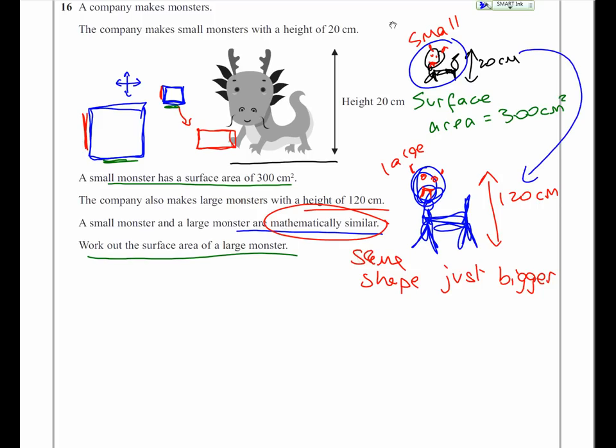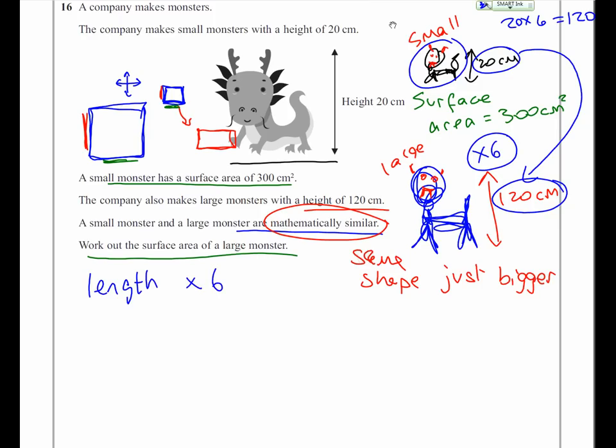20 has gone to 120. And we want a scale factor of what we've multiplied by. The scale factor, because 2 times 6 is 12, and all we've done is added the zeros. Okay, the scale factor is times by 6, so that's fine. So the length has been times by 6. Now do not just times your answer by 6. That's what so many people will do in this exam.